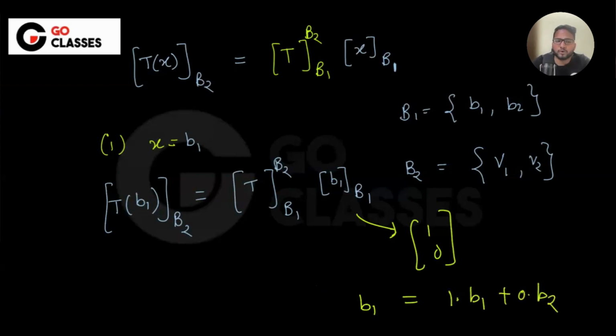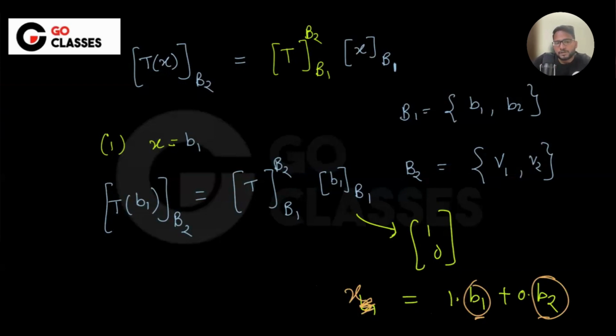1 into b1 plus 0 into b2. In fact, we have done one question there, right? So any vector, if you're writing with some basis vectors, b1, b2, then let's not worry about this b1. Let's suppose this is x. Can you tell me the coordinates of x with respect to b1, b2? Isn't it 1, 0?